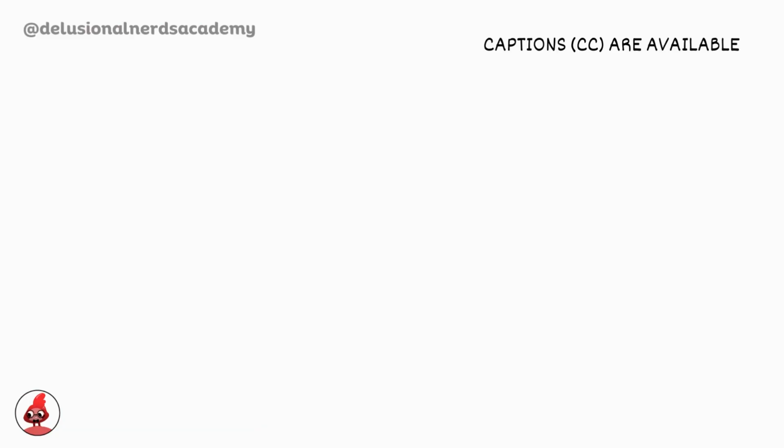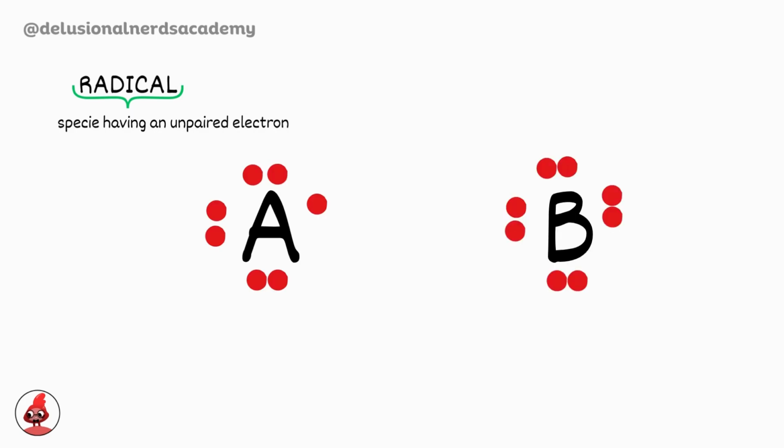Okay, I'll make it really simple for you to understand. A radical is something that has an unpaired electron. Like, for example, let's compare two things. This is element A and this is element B. Element A is a radical because it has an unpaired electron, as you can see. Element B is not a radical on the other hand because all the electrons occur in pairs.